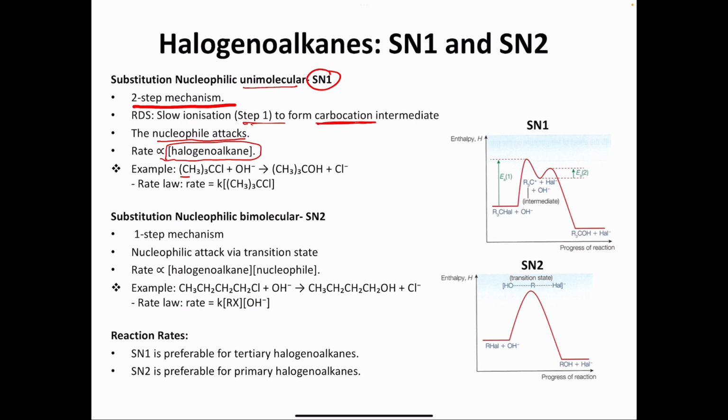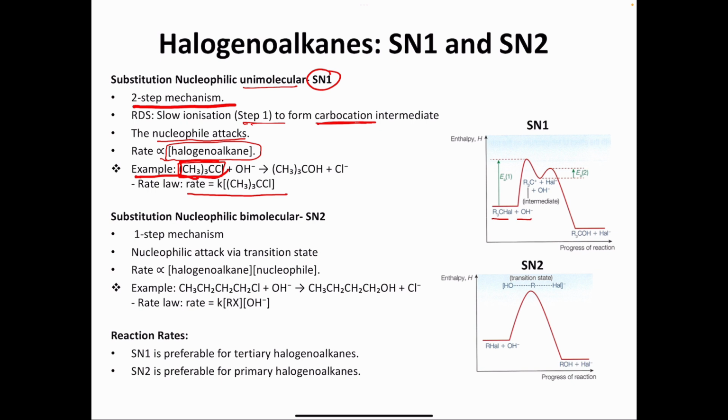So only this is going to appear, its concentration will appear in the rate equation. And for this reaction here, the rate equation is going to be rate equals K times the concentration of this halogenoalkane only.